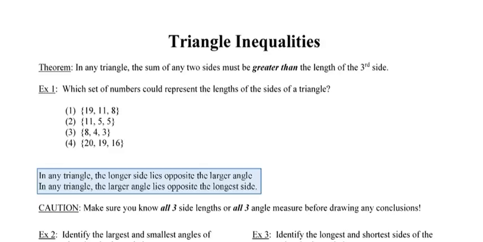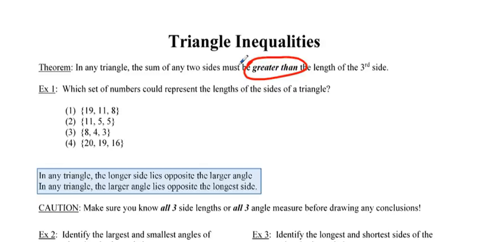You may or may not recall that in order to form a triangle, the sum of any two sides added together has to be greater than the length of the third side. Notice that this says strictly greater than, not greater than or equal to.